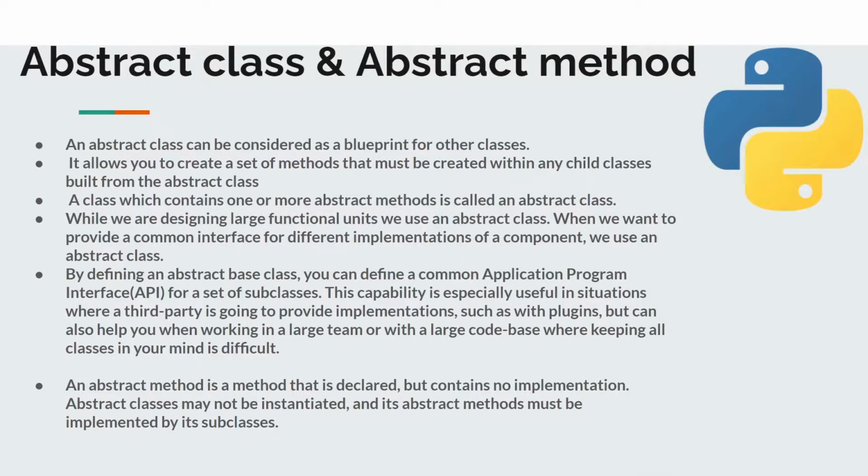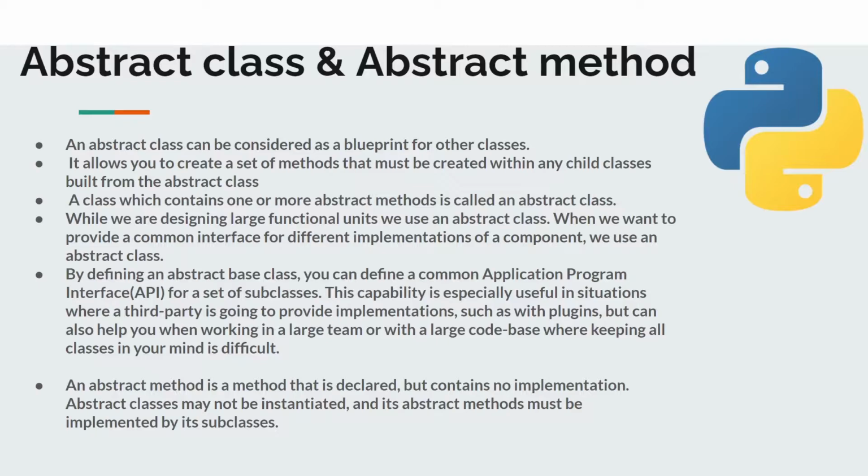Today's video we're going to talk about what an abstract class and an abstract method are. An abstract class can be considered a blueprint for other classes. It allows you to create a set of abstract methods that must be created within any child classes or subclasses which are built from the abstract class. A class which contains one or more abstract methods is called an abstract class.